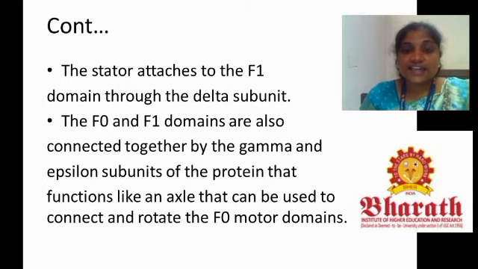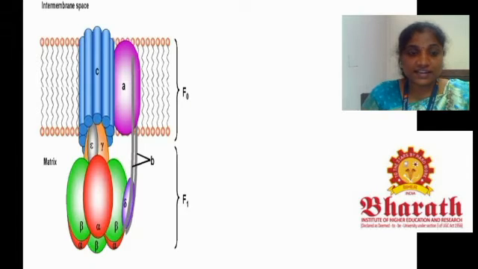The stator attaches to the F1 domain through the delta subunit, and the F0 and F1 domains are also connected together by the gamma and epsilon subunits, which function like an axle that can be used to connect and rotate the F0 motor domains. So here in this diagram, the epsilon and gamma subunits will connect both the motors. So they will be acting like an axle in the middle. So once this F0 motor is moved, this axle will allow the F1 domain also to be moved. So only these two units would be joining the F0 and the F1 domains.